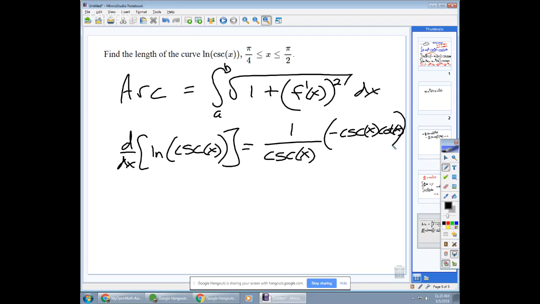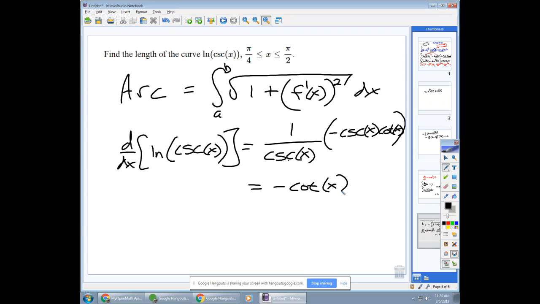Does it clean up a little bit? A little bit. So the cosecants cancel, so I get negative cotangent. That's nice. It's not too bad. So for the arc length formula, what do I do next after I find the derivative? Square it and add 1.